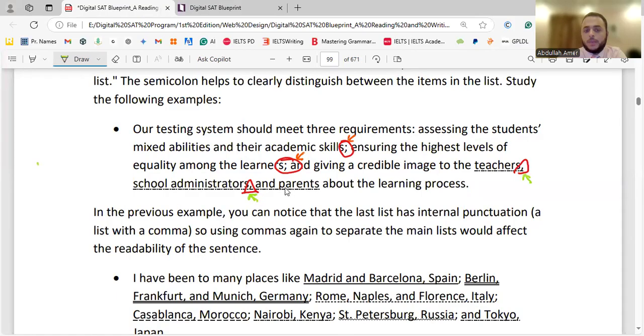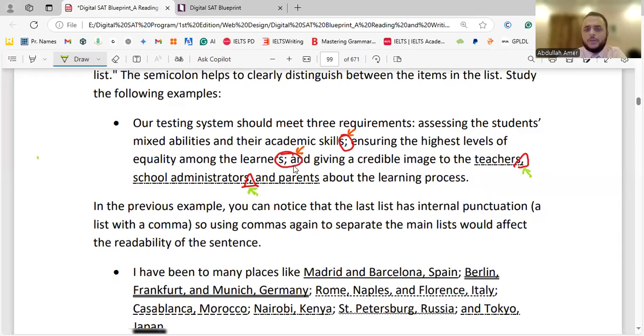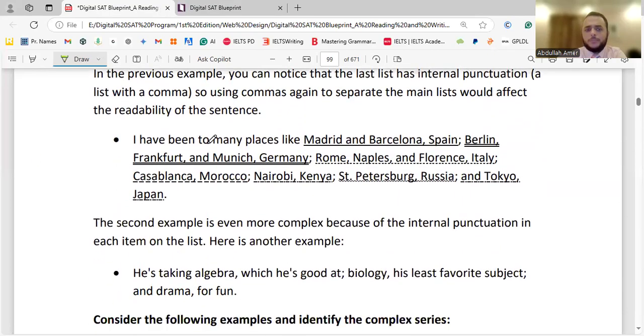Okay. So this example would help. I've been to many places like Madrid, Barcelona, Spain. So here, Madrid, Barcelona, city. This is a city, and this is a country. So we have a comma here. I can't add another comma here. This is going to be very, very confusing, right? So that's why we add a semicolon. Berlin, Frankfurt, Munich, Germany.